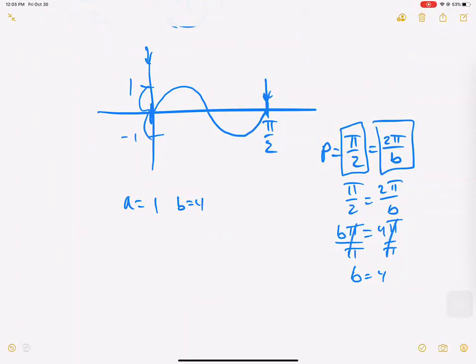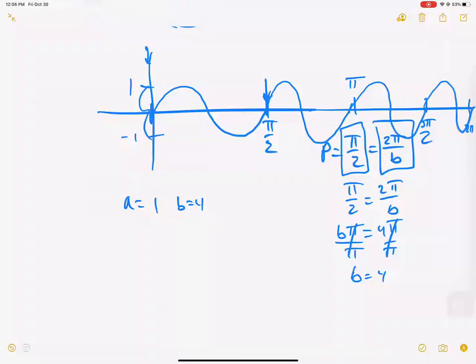That means this graph happens 4 times within 2 pi. Now, I want to show you this is actually true. If this is pi, this is pi, then this is 3 pi over 2, and this is 2 pi. Sorry, I ran out of space. So the graph goes once, 2, 3, 4. I see this 1, 2, 3, 4 times, which is my frequency, which is my b value.